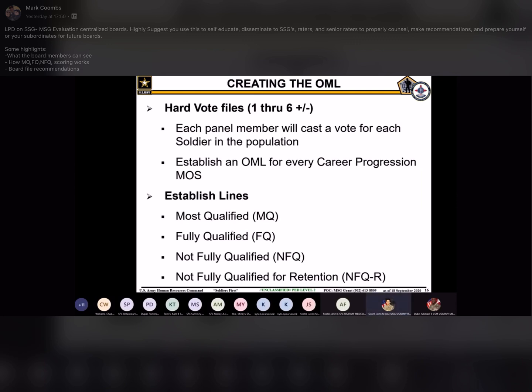Now, next we'll get into how we create the OML. I'm going to show you how they hard vote the files, like what they're actually scoring the files as. I'll show you how we create the OML and how we establish the lines for most qualified, fully qualified, and not fully qualified. Okay, because in the past we didn't have all these different identifications. You just kind of knew, okay, I was selected, I was recommended for promotion, I'm on the selection list. But that has since changed. Now you fall into a specific category, and that category really depends on what your future is going to be.